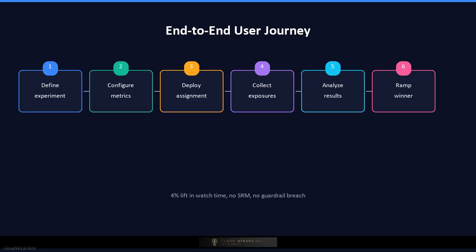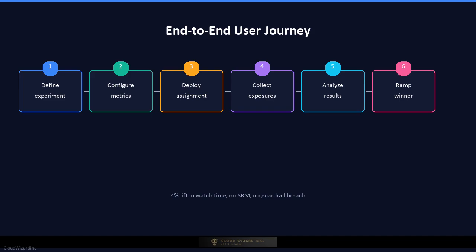The configuration is pushed to the randomization service and feature flag system. When a user opens the app, the client calls the assignment service, which hashes the user ID and experiment key to return control or treatment. Exposure events are logged. The telemetry pipeline joins these with watch time events. After a few hours, the dashboard shows early guardrail checks.